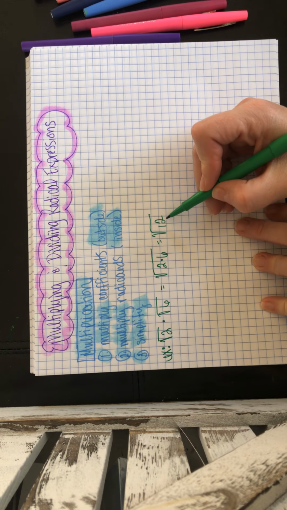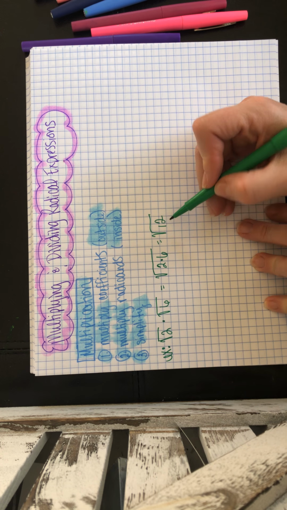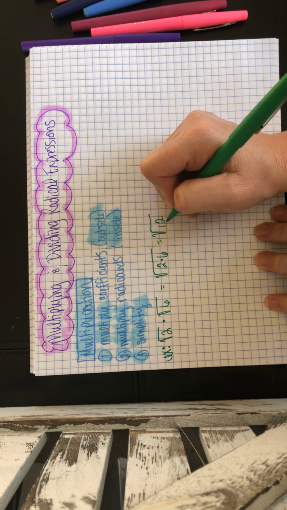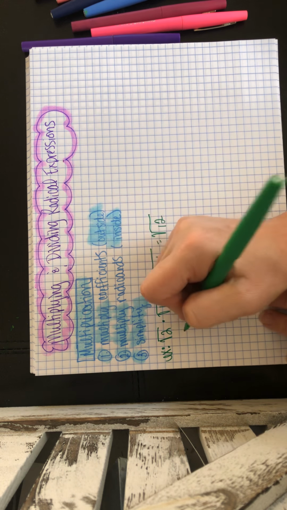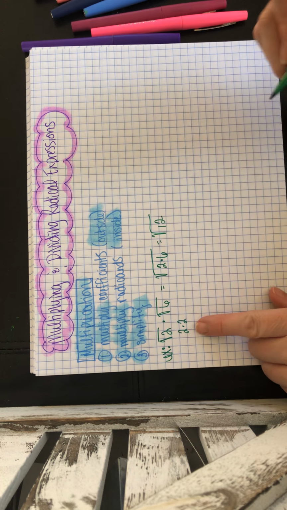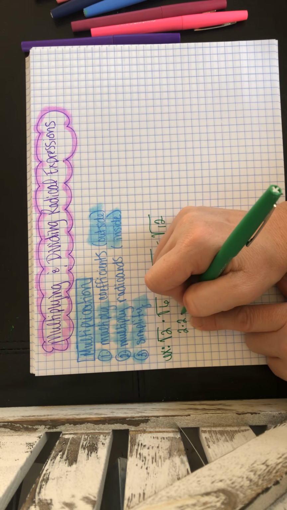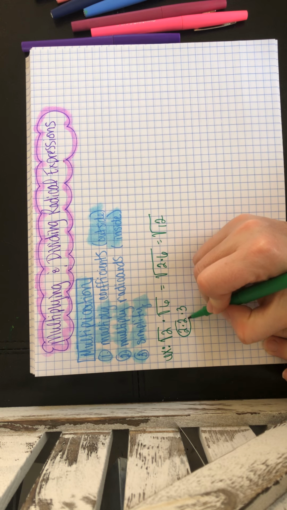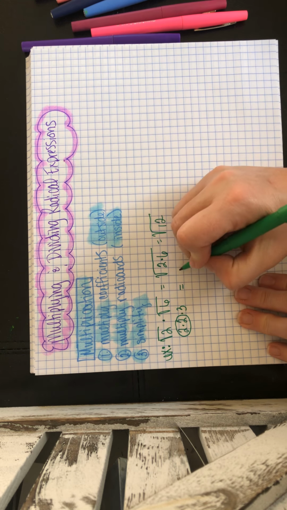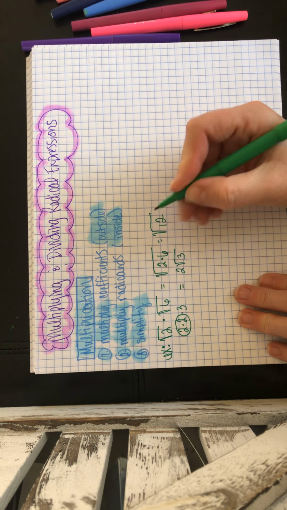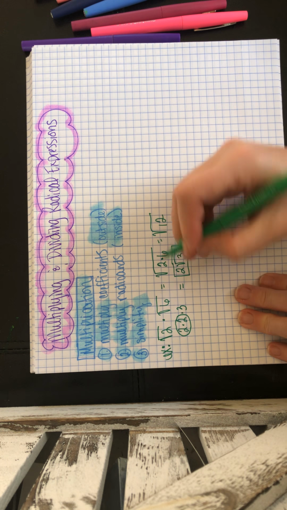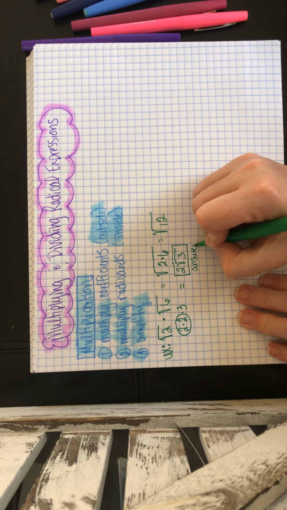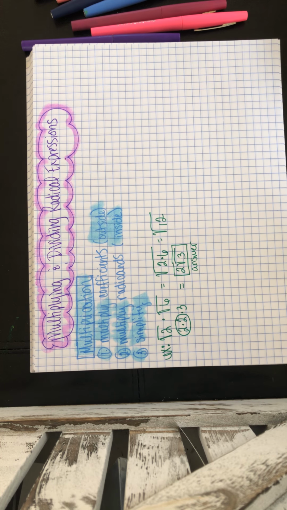Now this, we need to simplify. So the square root of 12, I know that this is going to simplify into 2 times 2 is 4, times 3 more gives me my 12. So here I have a pair of 2's, so my answer when it's simplified is going to be 2 root 3. So that's my answer. I'll give you a second to copy that one.